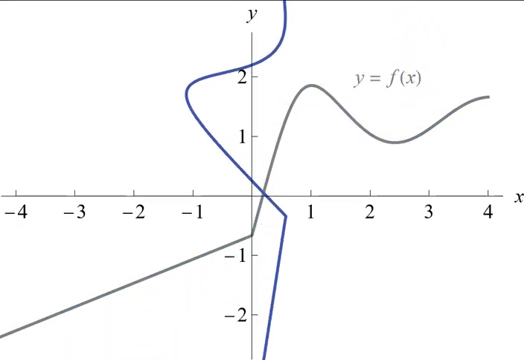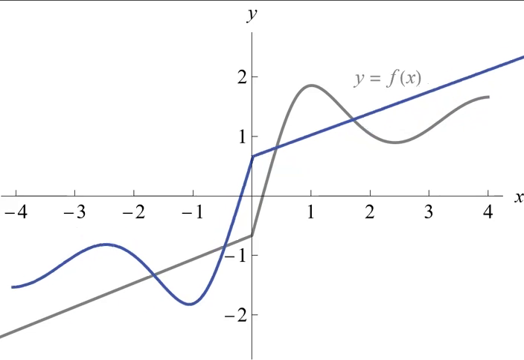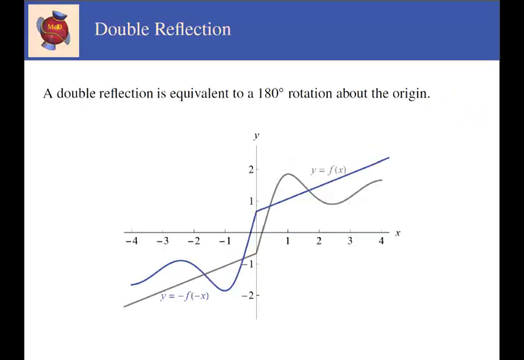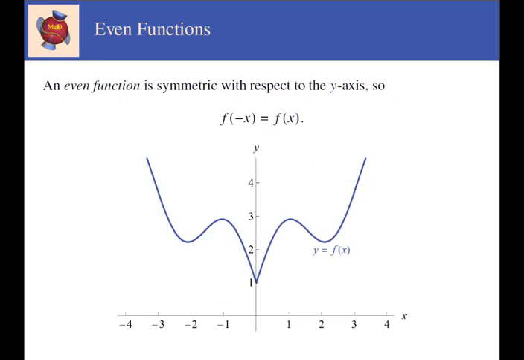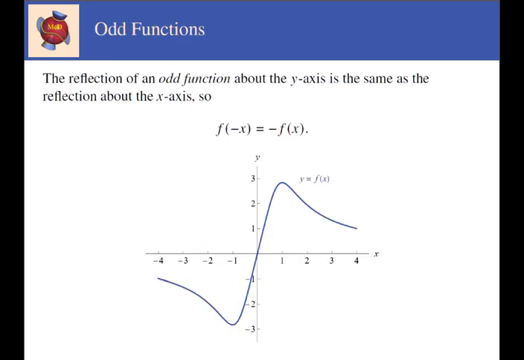Let's see that visually. So again, a double reflection is equivalent to a 180-degree rotation about the origin. An even function is one whose graph is unchanged upon reflection in the y-axis. Mathematically, that implies that f of minus x is equal to f of x. An odd function is one whose graph is the same when you reflect in either the y or the x-axes. Mathematically, it means that f of minus x is equal to minus f of x.